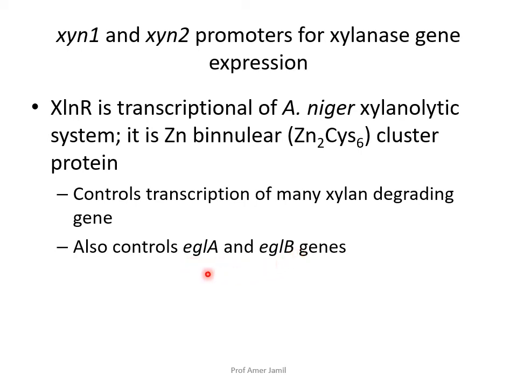EGL-A and EGL-B genes. So you can imagine from here that endoglucanase A and endoglucanase B are two cellulase genes, just like I just mentioned cellobiohydrolase. Another one is endoglucanase, so these are different isomers of endoglucanase. These two cellulase genes are also controlled by the same transcription factors which are controlling the xylan degrading genes. So both act simultaneously.